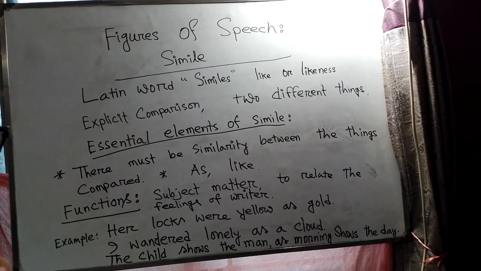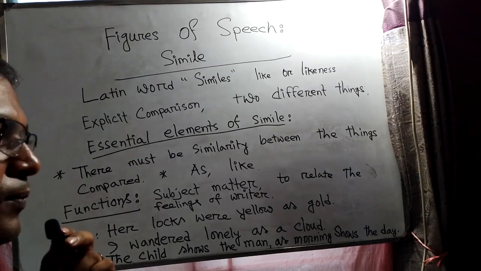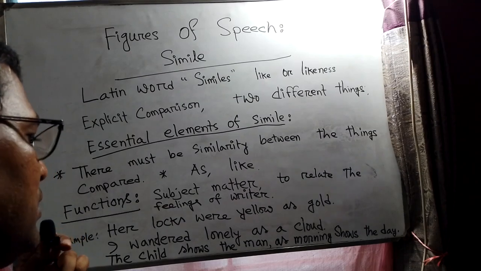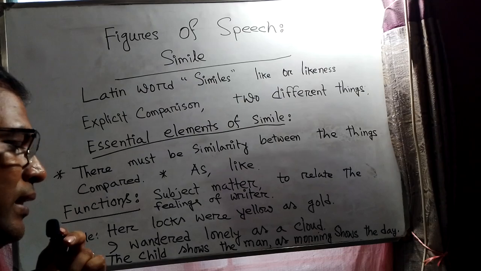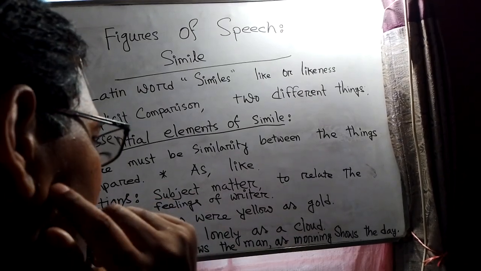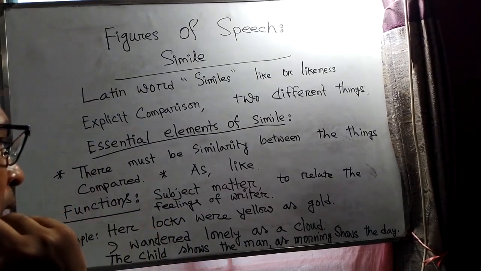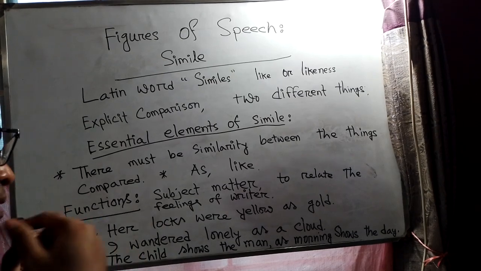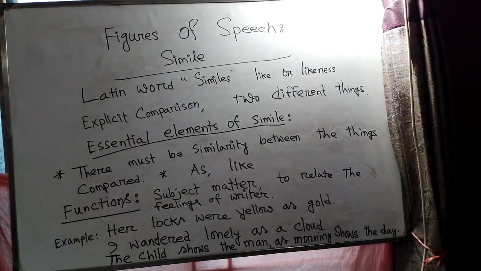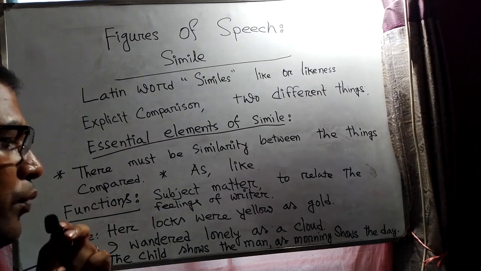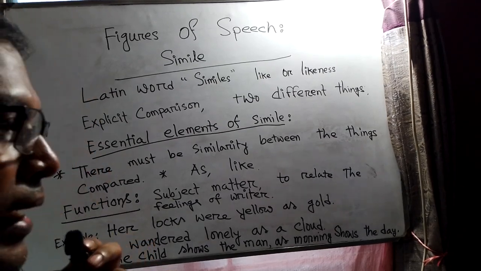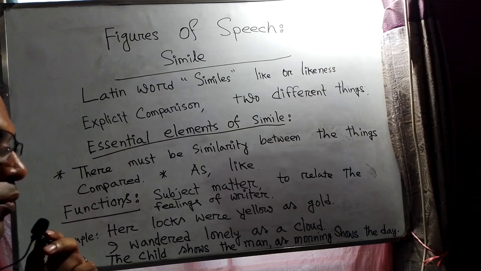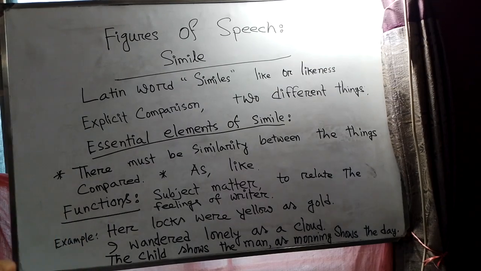The next example: I wandered lonely as a cloud. It's also called simile because you find the keyword as. That means I is compared with a cloud. It's the poem of William Wordsworth. And the last example: the child shows the man as morning shows the day. Here the child is compared with the morning. So you can understand what I have already mentioned in this topic, simile.